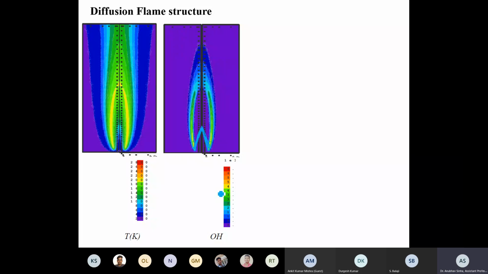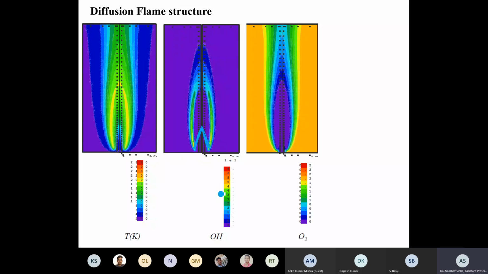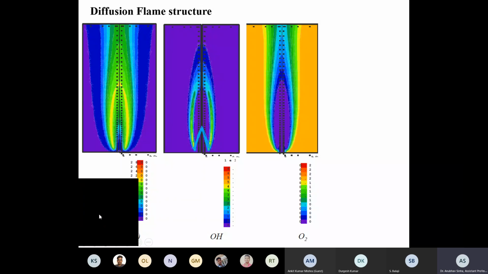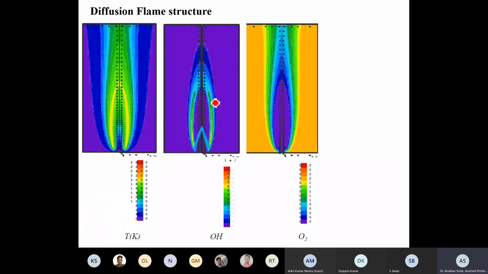Fine. Let us look at O2. O2 is high at the ambient because it is air only. Then it starts diffusing inside and then it completely finishes at the flame front. Okay. After this, there is no O2. You see, this color corresponds to 0.